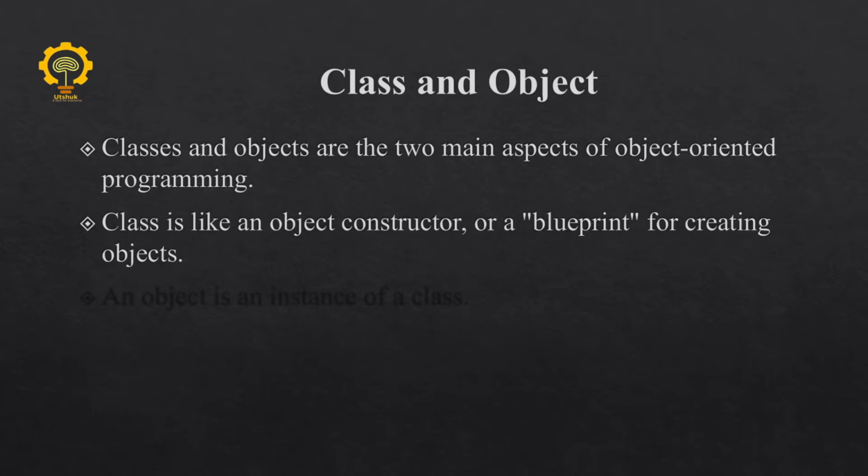A class is like an object constructor or a blueprint for creating objects. So a class basically works as the template or blueprint, and objects are the instances of the class through which we can access the data and methods. An object is an instance of a class. So let's see a real-life example of class and object.